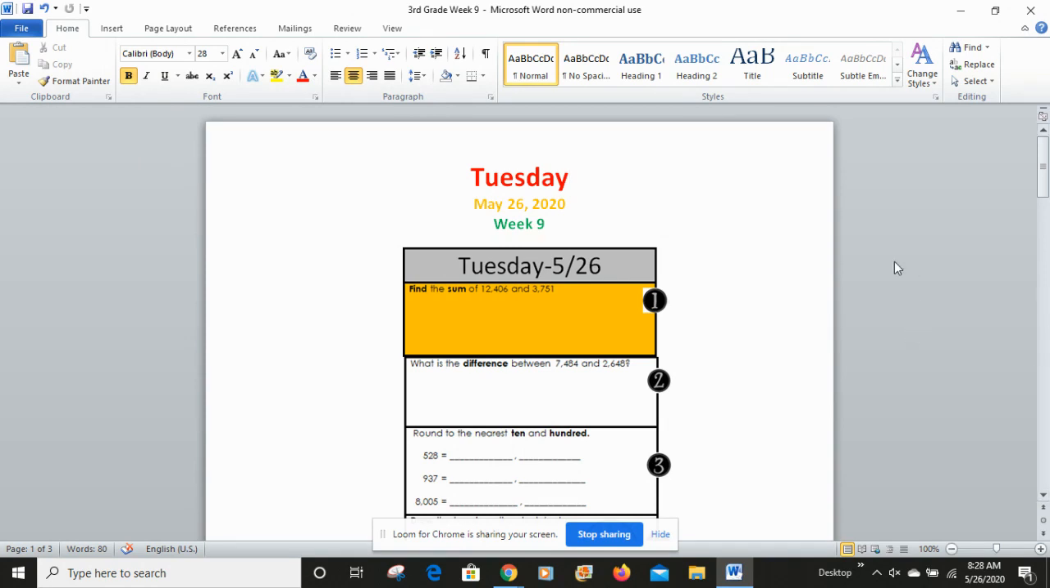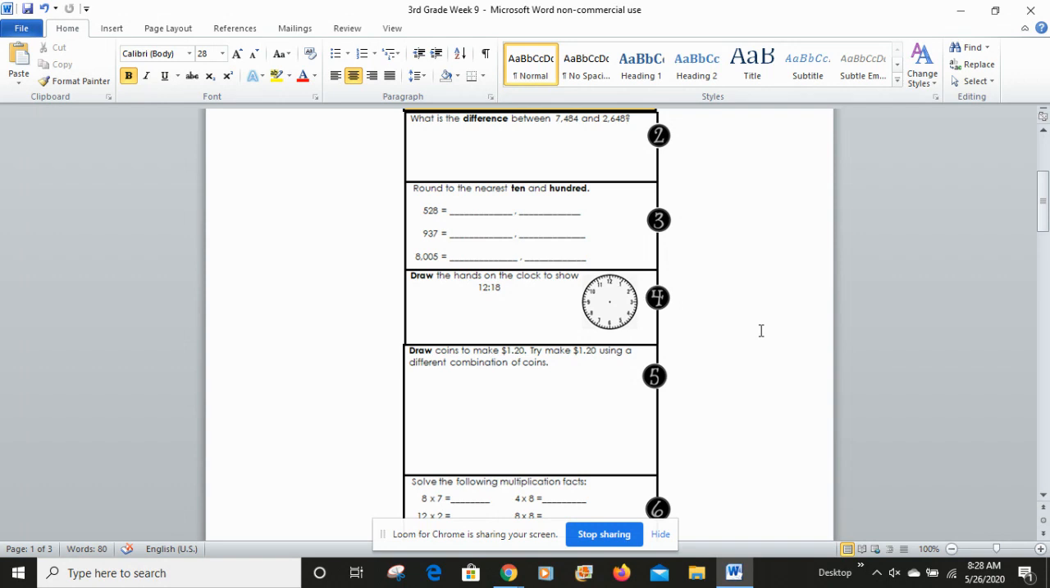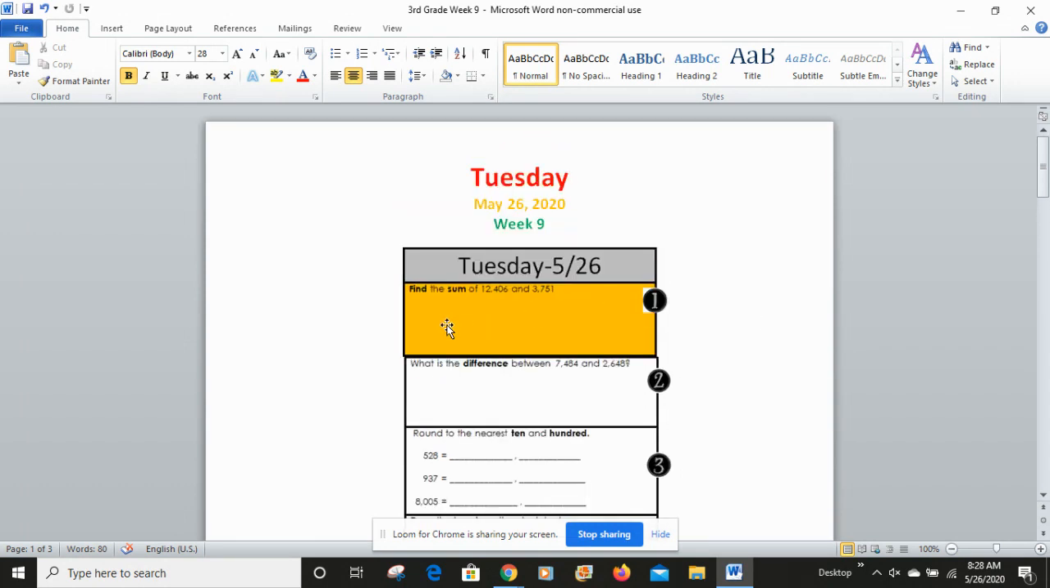And for our spiral review for today, once again, lots of great activities and lots of things to work on to really strengthen some of those basic skills. The one we're looking at today is find the sum of 12,406 and 3,751.